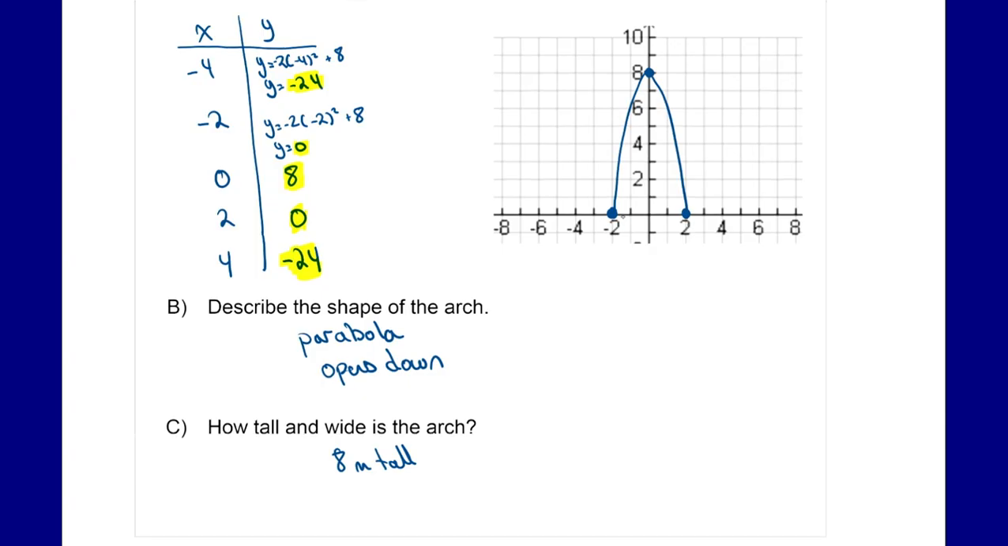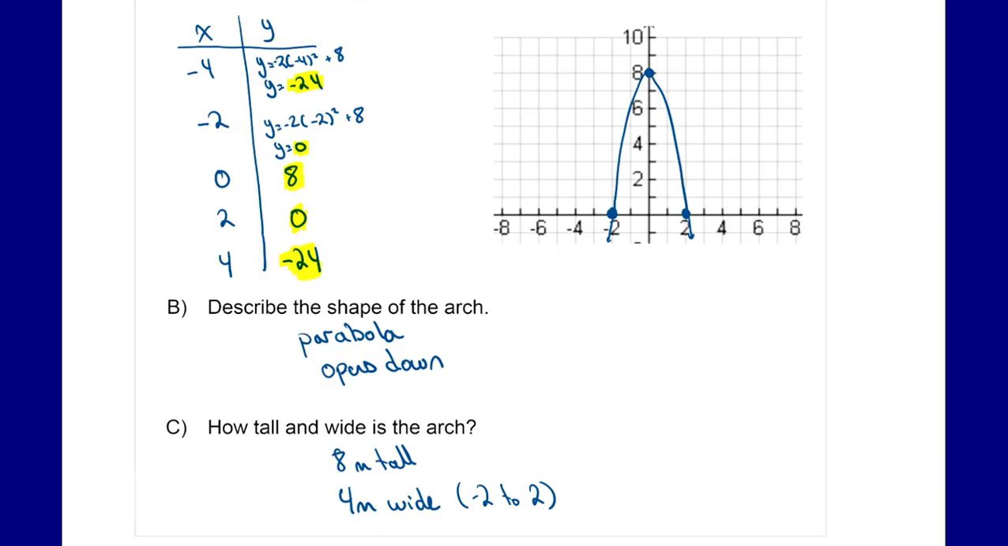And how wide is it? Well, if I see where it's touching the ground, these 2 points, these x-intercepts, they indicate when it's touching the ground along the x-axis, when the height is 0. So we have -2 to +2. So it is 4 meters wide. We could say from -2 to +2, so that's where we're getting that width of 4.